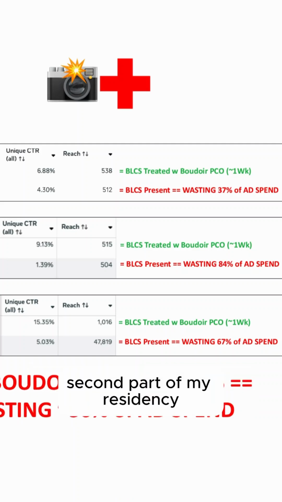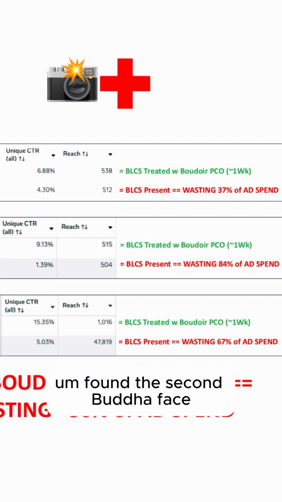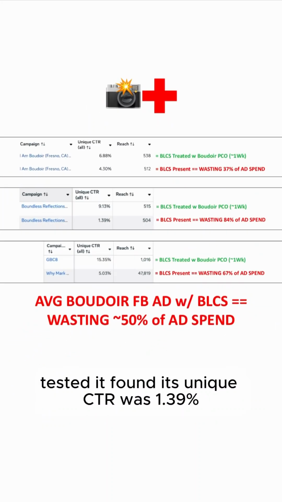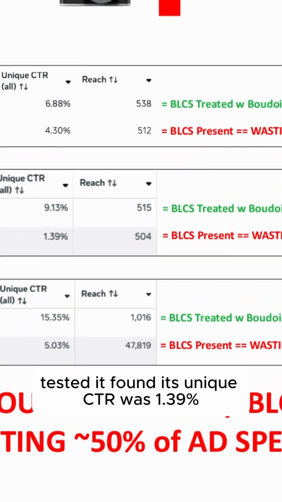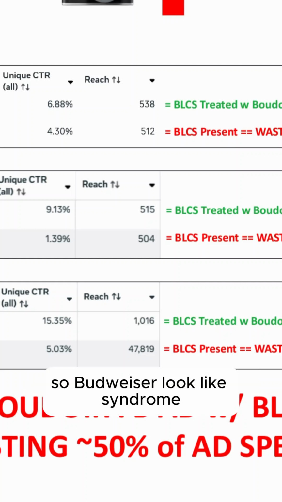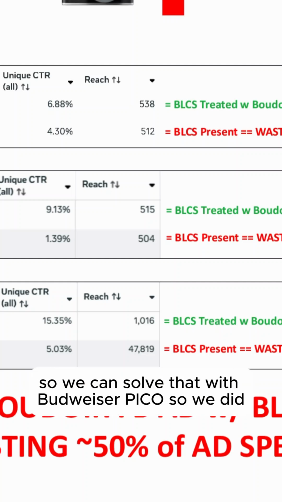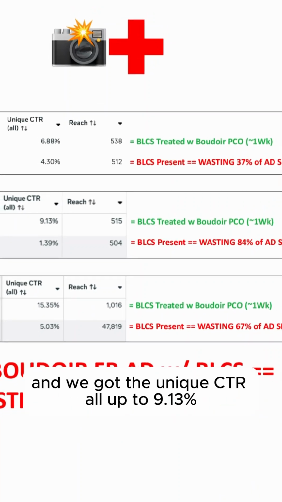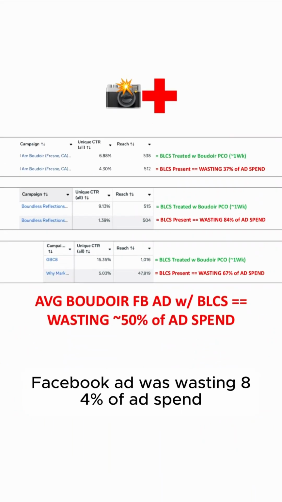Second part of my residency: found a second Boudoir Facebook ad out in the wild, brought it to the hospital, tested it, and found its unique CTR was 1.39%. With a unique CTR under 6%, we know that BLCS, Boudoir low click syndrome, is present. We can solve that with Boudoir Pico. So we treated it, it took about a week, and we got the unique CTR up to 9.13%. We found out the original ad was wasting 84% of ad spend.